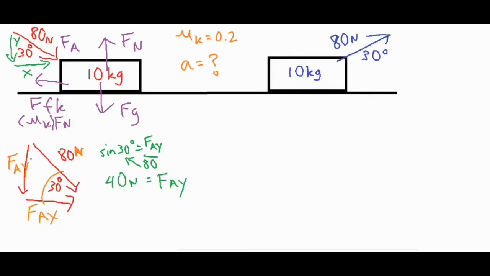Now, the second thing we're going to do is the same thing for the x component. We're going to use the adjacent side to the 30-degree angle, so FAX over 80 newtons equals the cosine of 30. Then we do the same thing, multiply both sides by 80, and that gives us our x component. Our x component comes out to be 69.28 newtons.